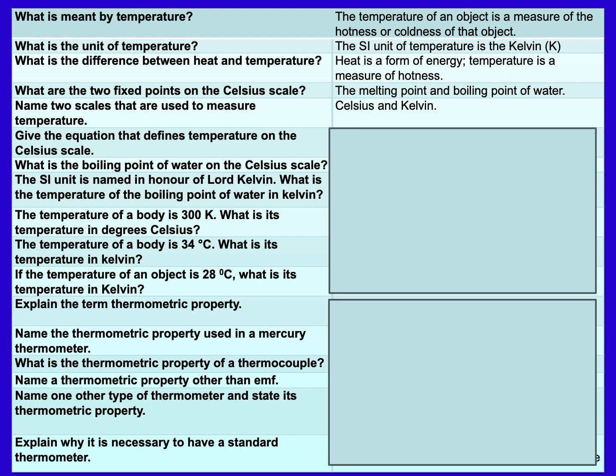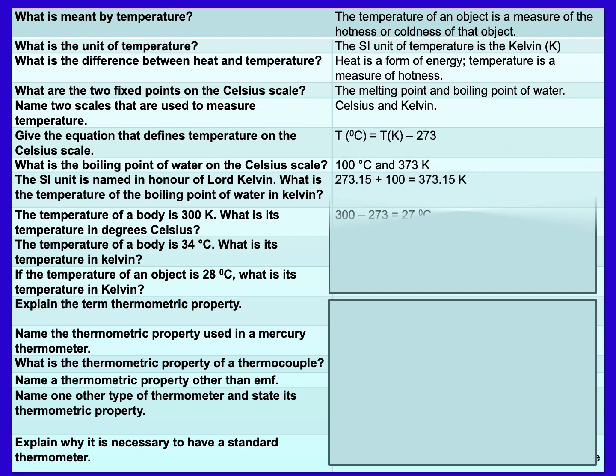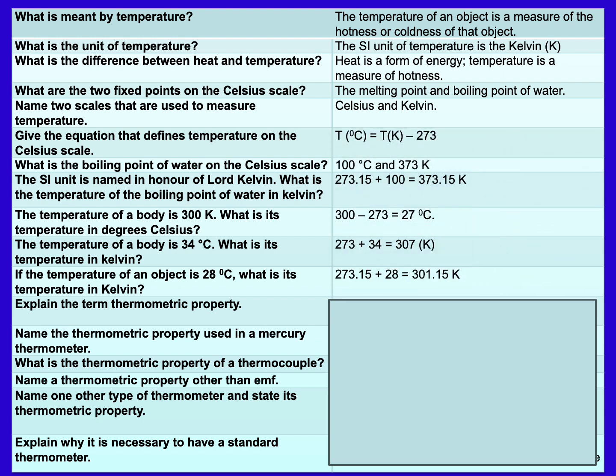Alright class, your 2 minutes is up. Let's have a look. How many will we get out of these 6 questions? So your equation there defining temperature on the Celsius scale is temperature in degrees Celsius is the temperature in Kelvin minus 273, or more technically 273.15.